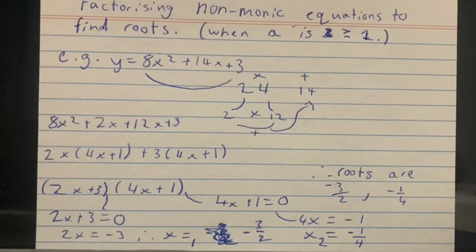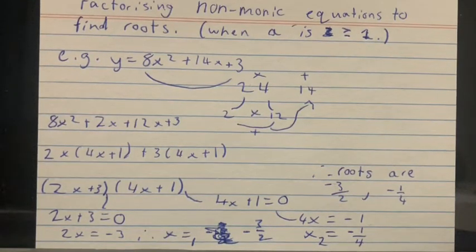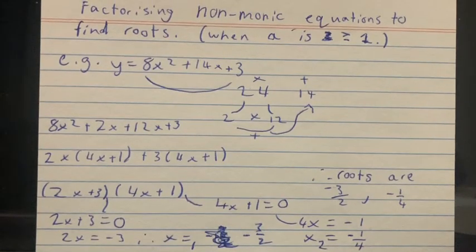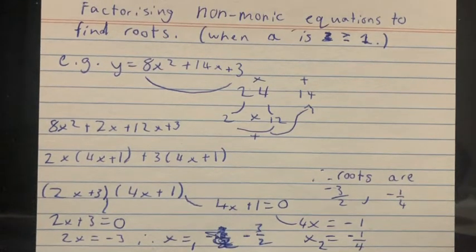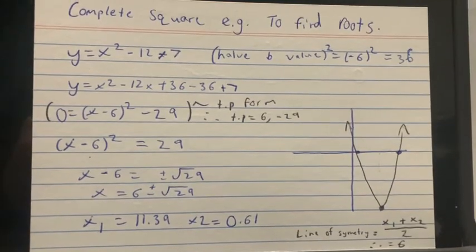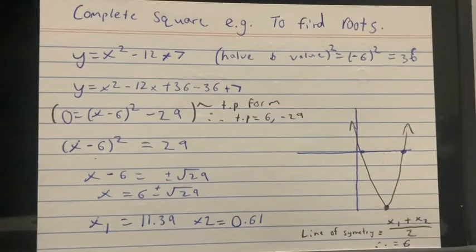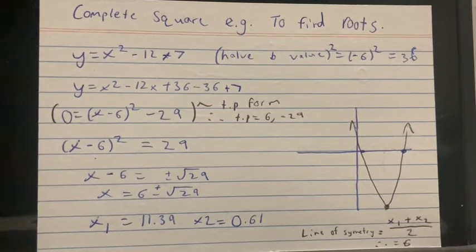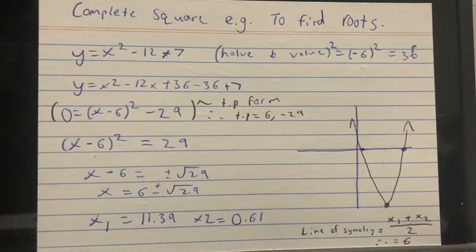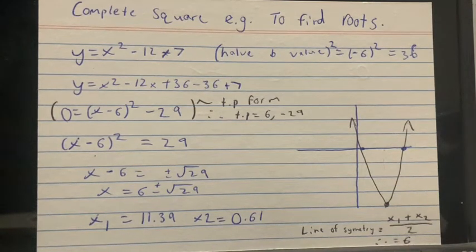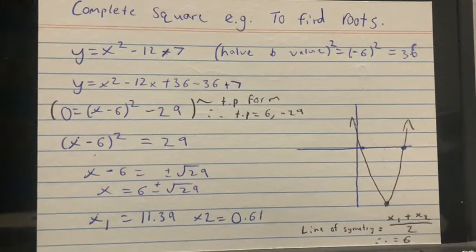Then we go back to looking at the equation and we see the other one is (4x plus 1). We solve that, so we get 4x equals negative 1, and then we divide both sides by 4, and we get x equals negative 1 over 4. So the roots are x equals negative 3 over 2 and x equals negative 1 over 4. Now let's look at an example where we have to complete the square.